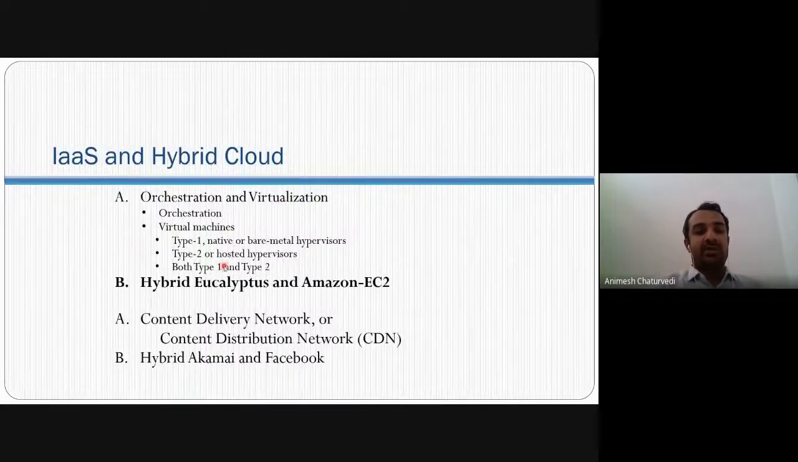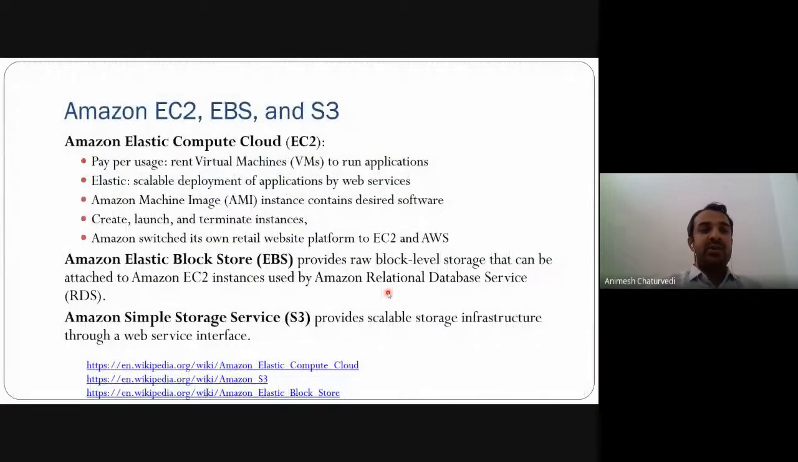Then we'll discuss hybrid Eucalyptus and Amazon EC2. Amazon provides three types of services: EC2, Elastic Compute Cloud, Elastic Block Storage (EBS), and S3, Simple Storage Service. So what does Amazon EC2 do?